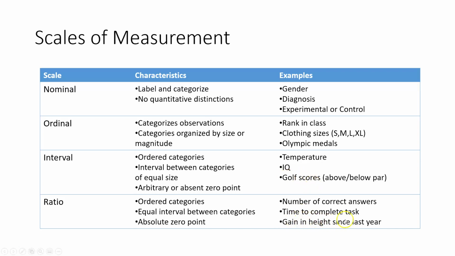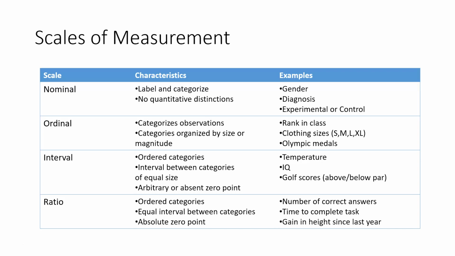The gain in height since last year would be an example. You couldn't actually have height be a good example, because there's no such person as 0 inches tall, but you could measure how much higher you are this year than last year, and if you didn't grow at all, then you'd be a true 0 inches higher. So that's an example of a ratio scale of measurement.